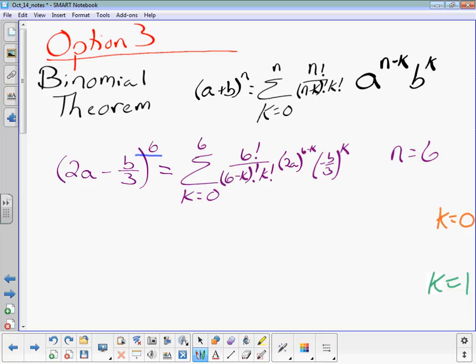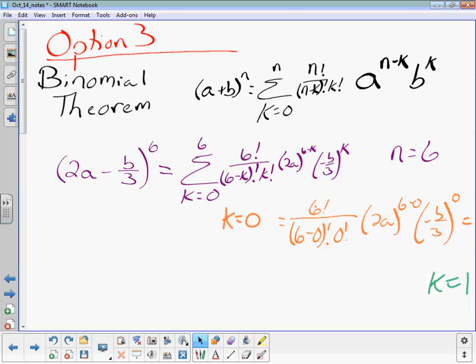So what do we do with this? We have to find each of those terms. Remember when we did the sigma notation, we had to find all the terms in the sequence that we're going to add. The first thing I do is put k equals 0 in. So I have 6 factorial over (6 minus 0) factorial times 0 factorial, times the quantity 2a in parentheses to the 6 minus 0, and our negative b over 3 to the 0 power.